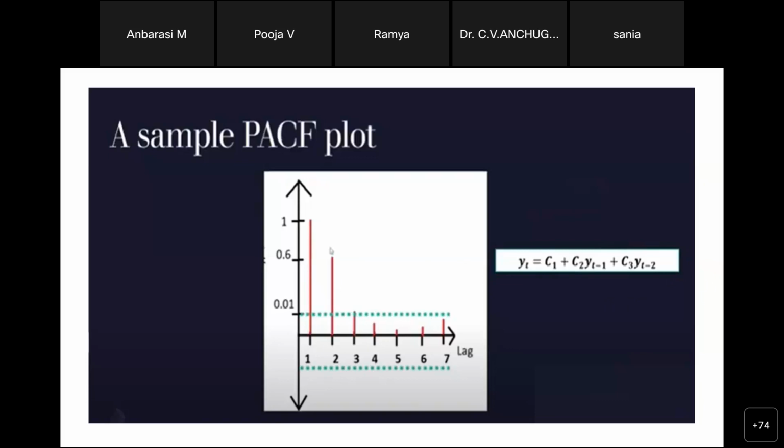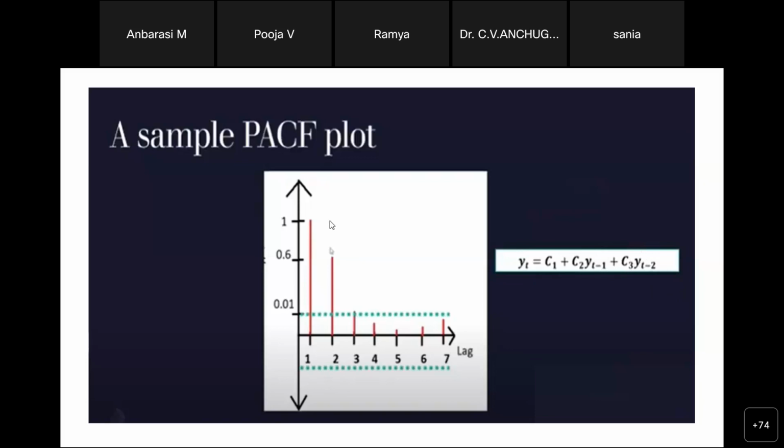So how many orders have to be considered is based on this ACF and PACF. Based on this order value, the number of terms can be considered for the y. If it is above 0.1, then here in this example only these two terms are above 0.1. So y can be calculated as a constant value plus C2 multiplied with y t minus 1, and then C3 multiplied with y t minus 2. Okay, so this is how the values are going to be calculated.